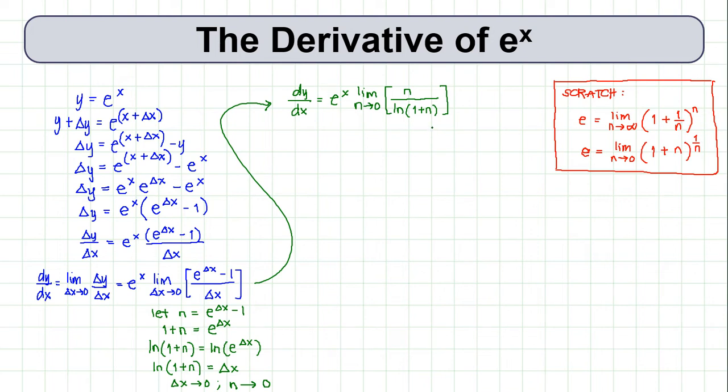Although pwede na nating i-substitute yung value ng 0 dyan, 0 over 0 pa rin yung lalabas. Kaya, para ma-solve natin yan, no? Para ma-solve natin yan, i-divide natin lahat yan by n. Okay? So our derivative expression will now become equal to e to the x times the limit as n approaches 0 of, so i-divide ko lahat sa n, this will now become equal to 1. Ito naman sa baba is 1 over n times the ln of 1 plus n. No, you see the pattern?